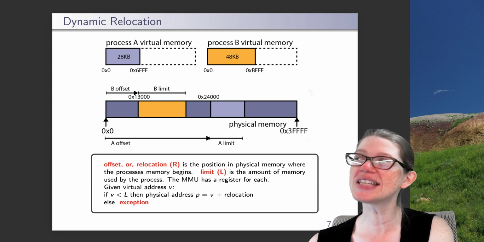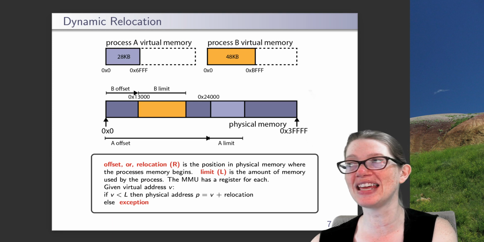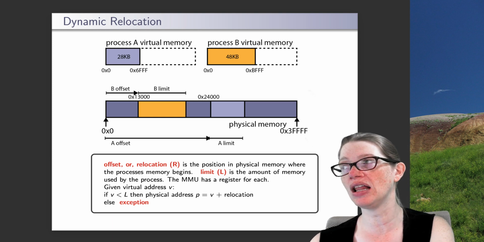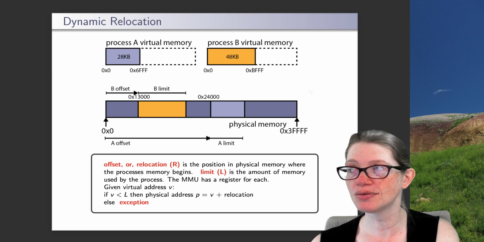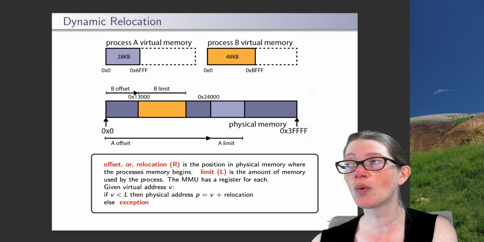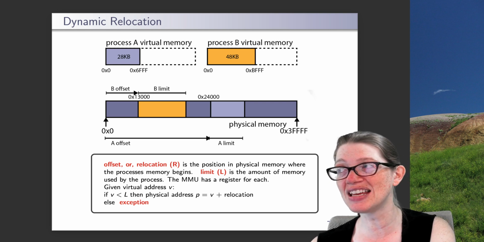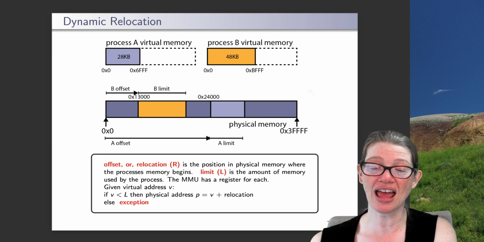Now, some people always ask me every term, why is it less than L? Why isn't it equal to L to be valid? And the reason is simple. We start addressing things at 0. So if you have an array that has 10 elements in it, array at index 10 is not actually in that array, but 0 through 9 are. So it's less than L to be valid.